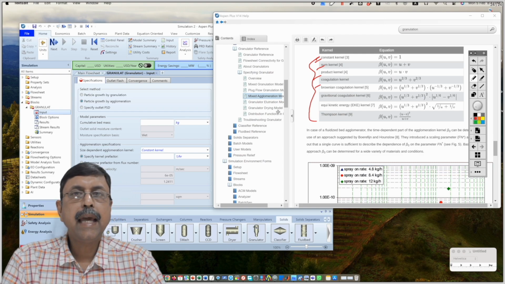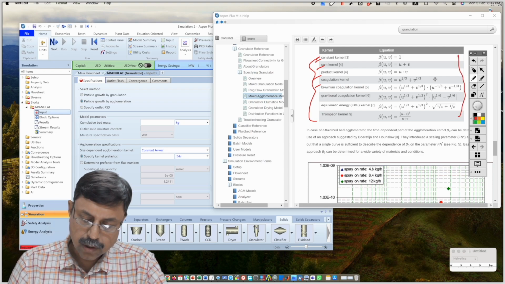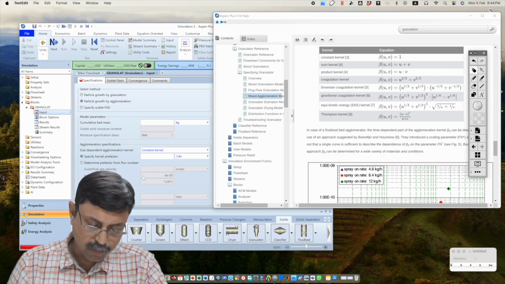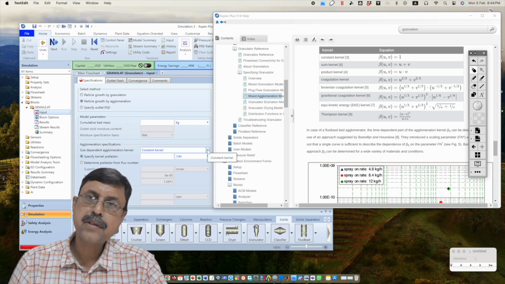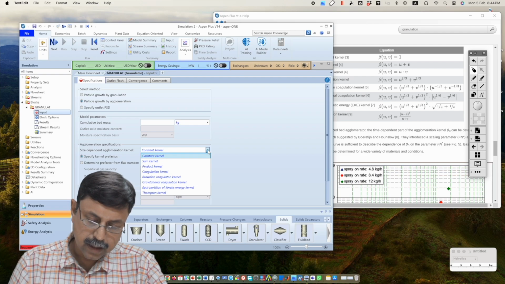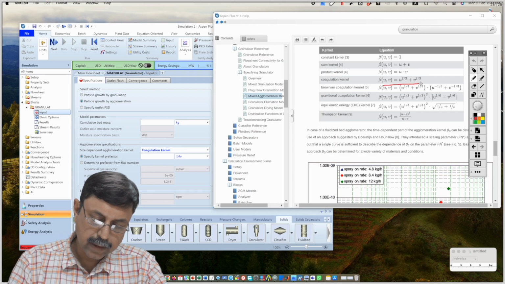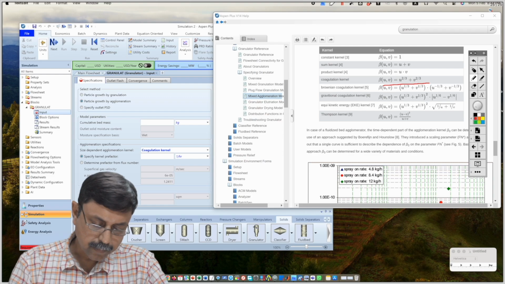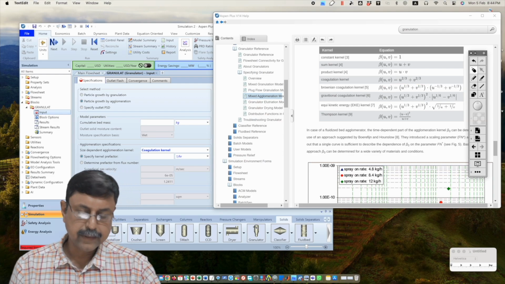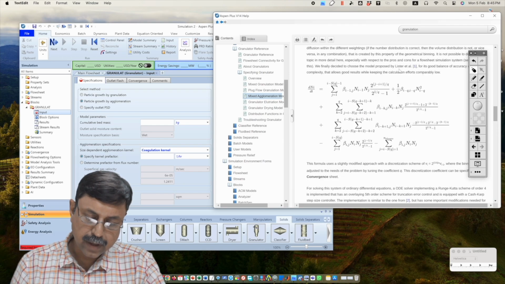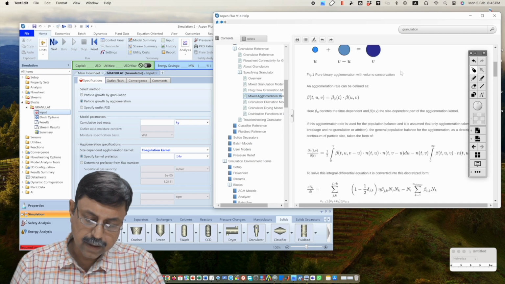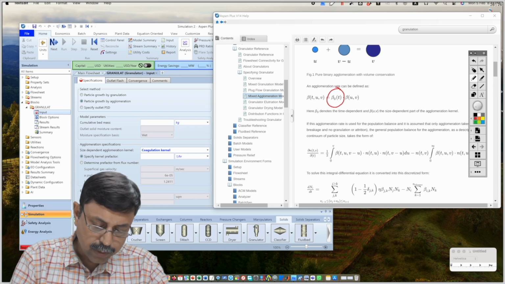Now all those kernels depend upon the sizes U and V, based on the kernel you choose over here. This is the size dependent agglomeration kernel. By default it is the constant kernel, and if you use the sum kernel, this is U plus V. Product kernel means U multiplied by V. Coagulation kernel means this is the coagulation kernel, and so on. So this is how the size dependent part is given. And as we remember, we have another part which is not size dependent, which is time dependent. That is beta naught T. Its unit is 1 by hour.